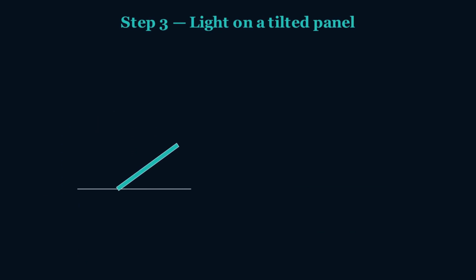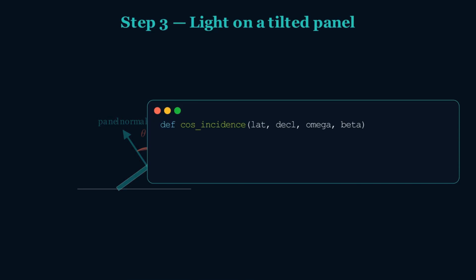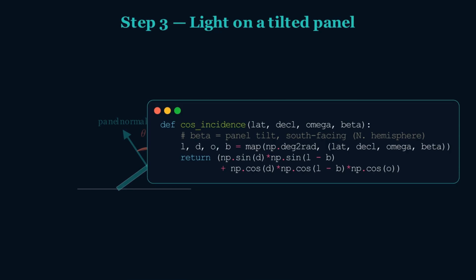Now the key quantity. What actually matters is the angle between the incoming sunlight and the direction the panel faces, its normal. Call that angle theta. The smaller theta is, the more directly the light hits, and the more energy the panel collects. The whole game is keeping theta small. And here's the payoff: cosine of theta is one clean line of Python, built entirely from latitude, declination, the hour angle, and the panel's tilt. Everything we've assembled, in one function.